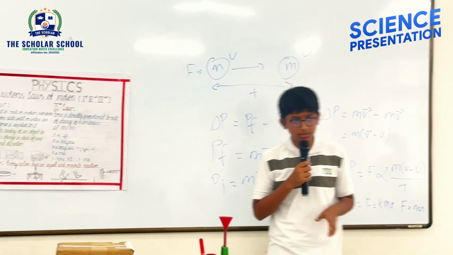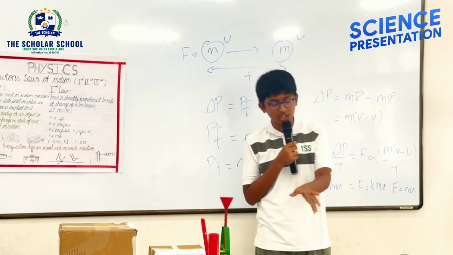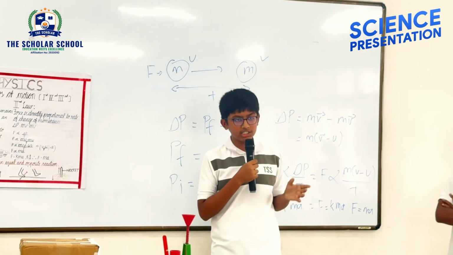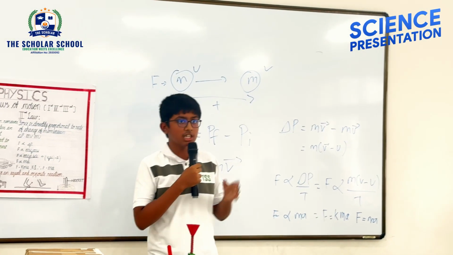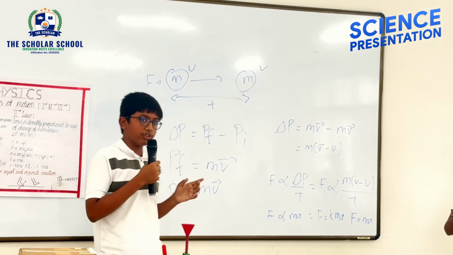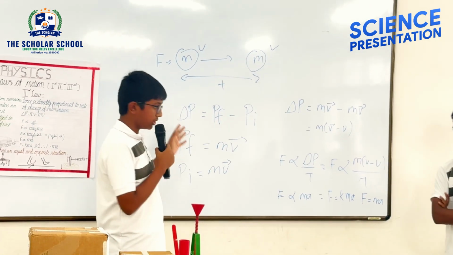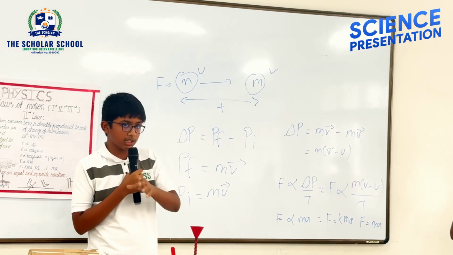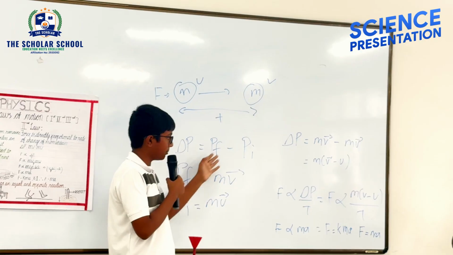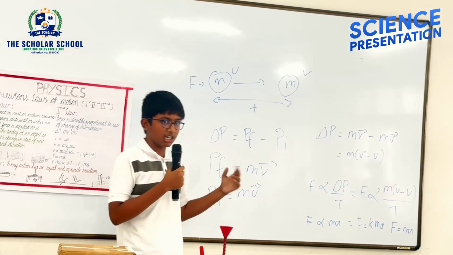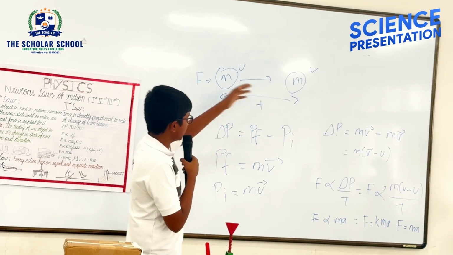Let us consider a mass m which is moving with the initial velocity u. By applying force, its initial velocity changes to final velocity v with a time interval of t, which is represented in this diagram. So first we need to find the rate of change of momentum. To find that, we need to find the change in momentum. For that, we should subtract final momentum minus initial momentum. As the formula for momentum is equal to mass into velocity, the final velocity is v.